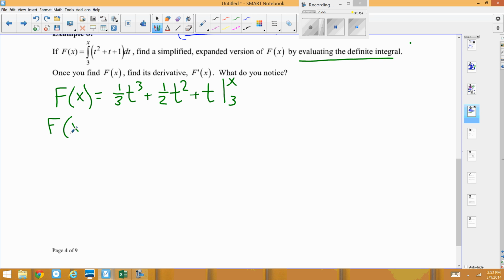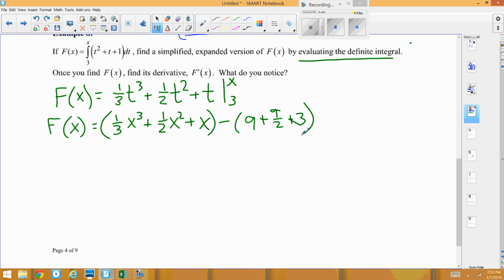So big F of x equals, now the first one's really simple because you're just going to be replacing the t with an x. Great, okay, minus, and I'll group these: this would be 9 plus 9/2 plus 3? I'm not going to expand that out right now because I saw that we want to find the derivative. So big F prime of x equals x squared plus x plus 1, and the constant part would just disappear.